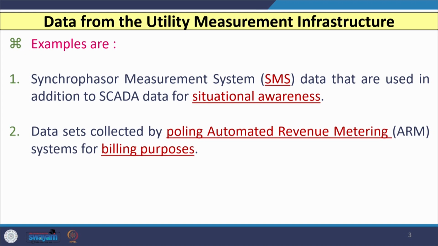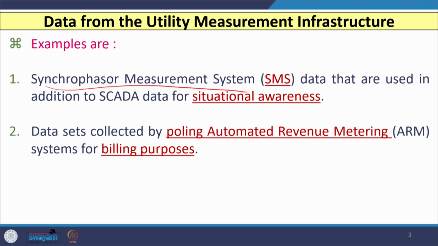The first example is the data captured from synchrophasor measurement systems. So, we have phasor measurement units and phasor data concentrators. This data is used in addition to the data available from the SCADA system, that is, the supervisory control and data acquisition system. This data is normally used for situational awareness. If we wish to go for online, real time monitoring of the entire network, then we can use the synchrophasor data along with the SCADA data.